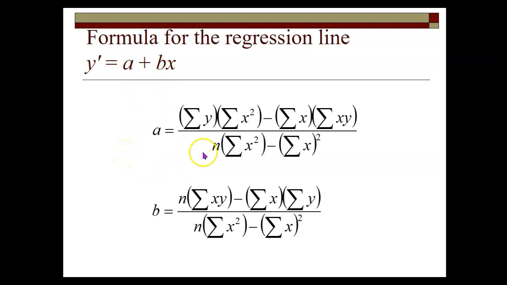So two more big ugly formulas. They're not quite as bad as the formula we saw last time for R, but they still have a lot of those sigmas in them. So again, you can do this calculation yourself, or there are ways of getting calculators and computers and statistics software to come up with this for you.